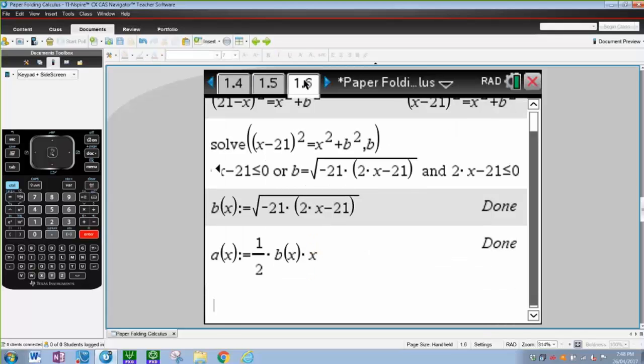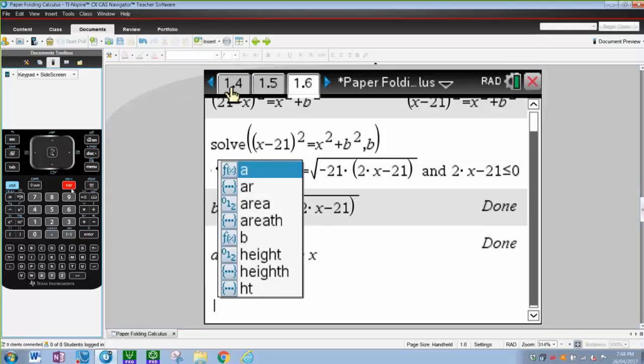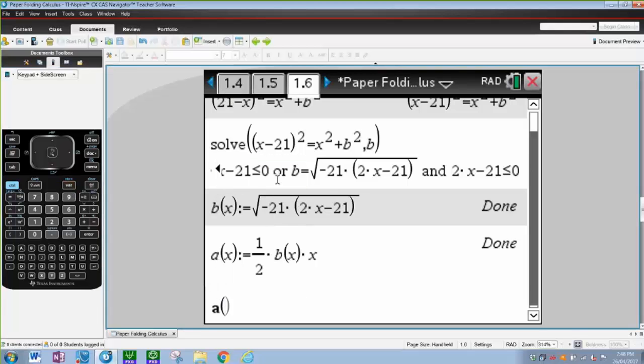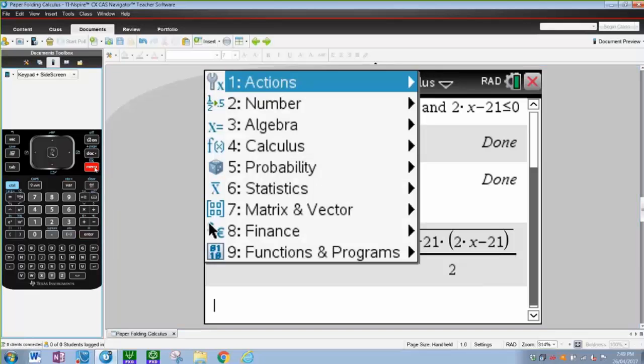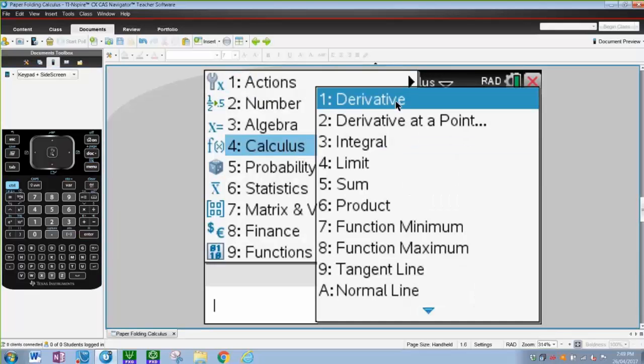Now hit enter and it just says done. Let's quickly verify that the calculator has the correct function there. We might hit var and then press A for area, type x, hit enter, and then we've got that function there. We can now do some calculus with that because that is a single function with a single variable. Just a quick recap: our aim is to maximize the area of that particular triangle. Most of you might be familiar with the menu, calculus, and derivative command.